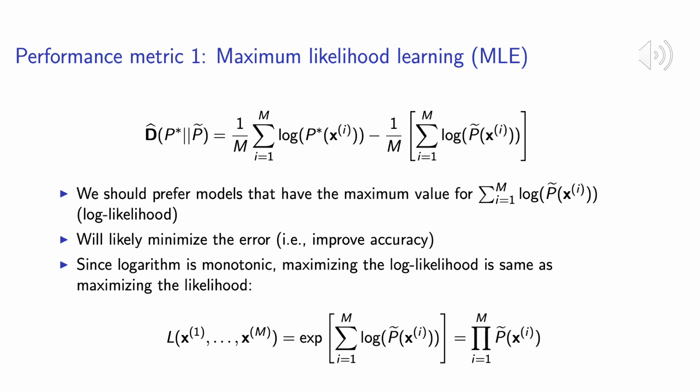If we maximize the likelihood, in a way we are minimizing the error, because the negative log likelihood is an estimate of the error. Since we want to minimize the error, we will maximize the likelihood. Moreover, since the logarithm is a monotonic function, maximizing the log likelihood is the same as maximizing the original likelihood, where the original likelihood is nothing but the exponentiated log likelihood.